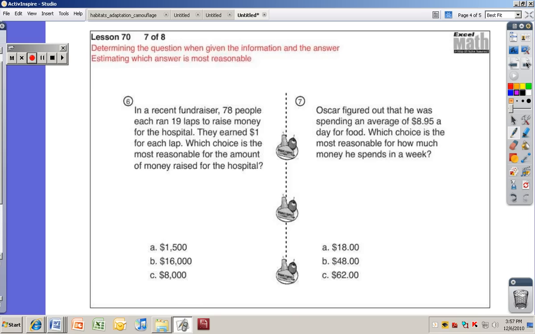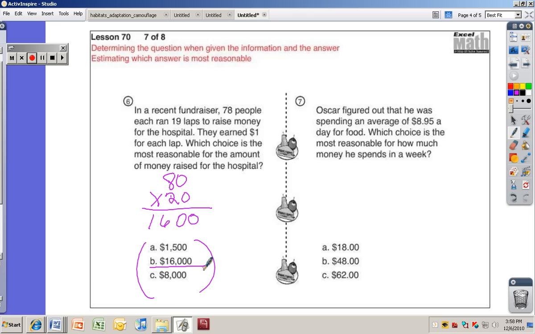In a recent fundraiser, 78 people ran 19 laps to raise money for the hospital. They earned $1 for each lap. Which choice is the most reasonable for the amount of money raised for the hospital? Okay, so there's 78 people running, and they're each running 19 laps. Again, we have rounded answers, so we don't want to find an exact answer. You're going to do 80 times 20. If they each do about 19, that's 20 as rounded. Put the 2 zeros down. 8 times 2 is 16. So they're going to make about $1,600 for the hospital.